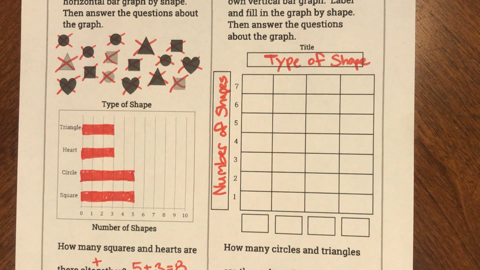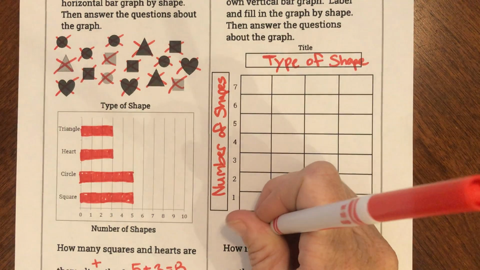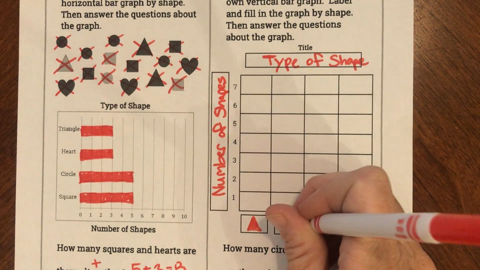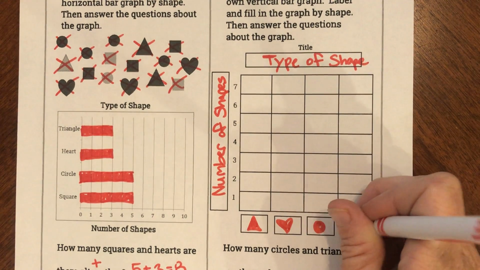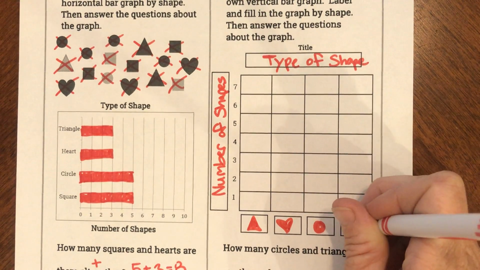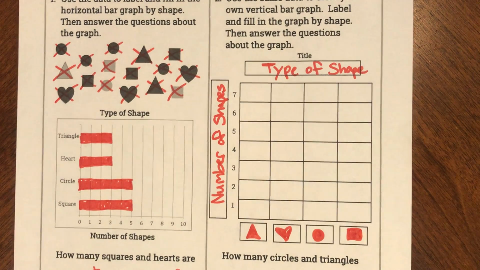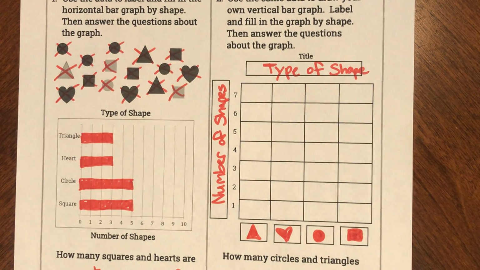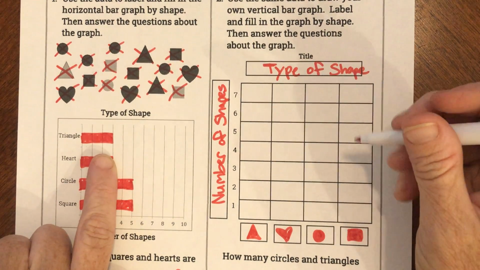Okay, and then what shapes do I have? I might just draw them. Triangles, hearts, circles, or squares. Okay, so now when I make my bar graph, I already know my numbers. I might just take them from here. So I had 3.